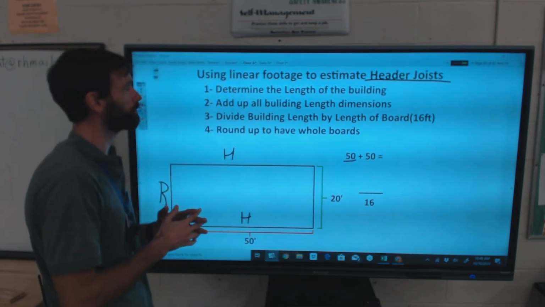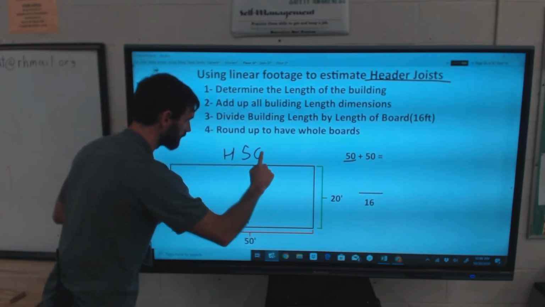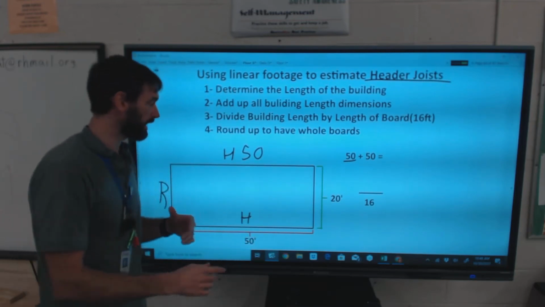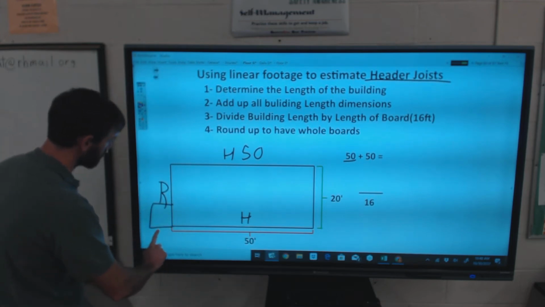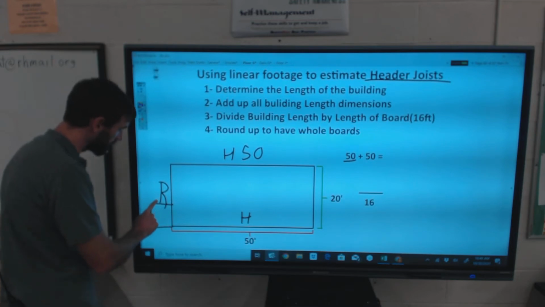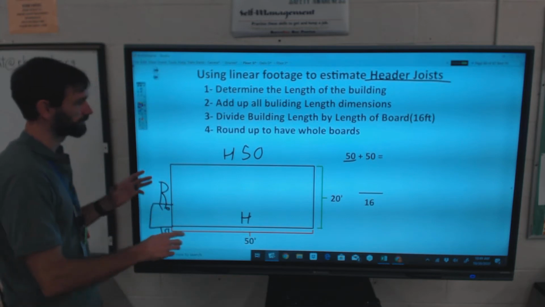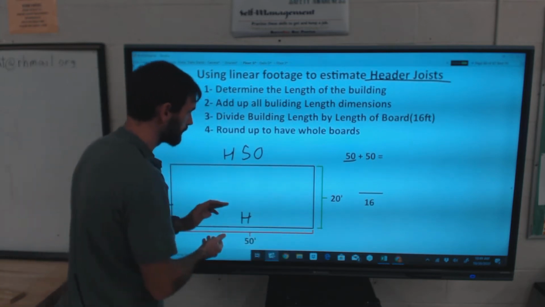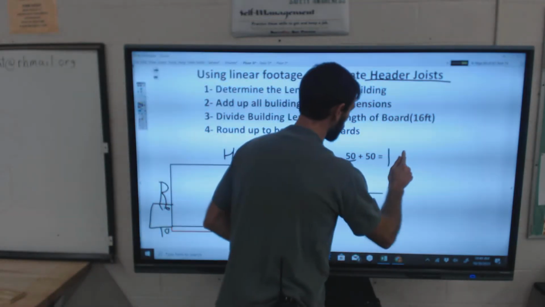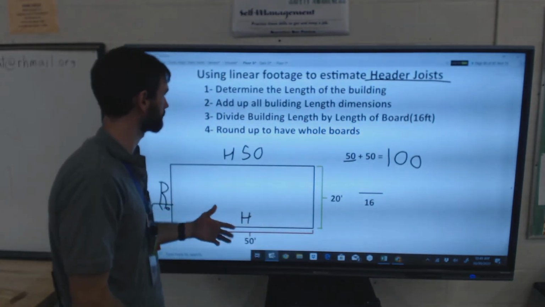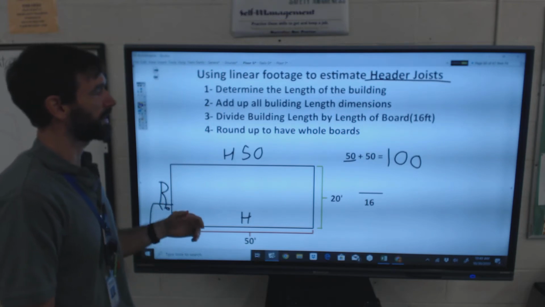Number 2, add up all the building length dimensions. I'm talking about taking this 50 feet here and adding it to that 50 feet. Now, let's say your building has a bump out over here, and it goes another 10 feet this way. Then you've got to add this one and this one in too. So here's another 10, there's another 10 there, and you would add that to that. But if it's just a rectangle, you add 50 plus 50. What's that equal, guys? Equals 100. Step number 3, divide the building length by the length of the board.